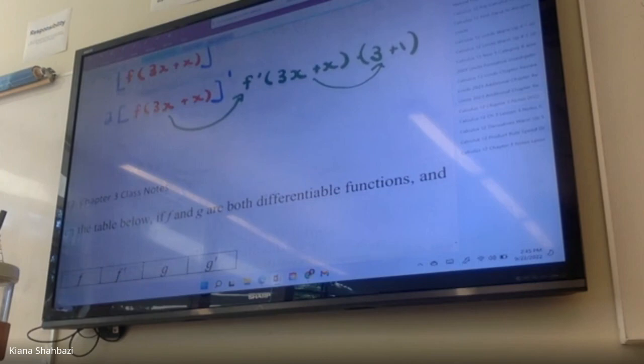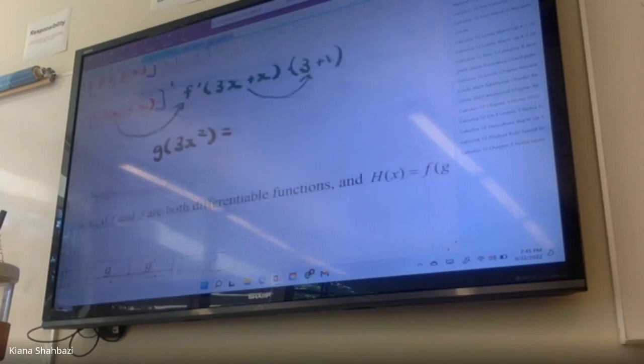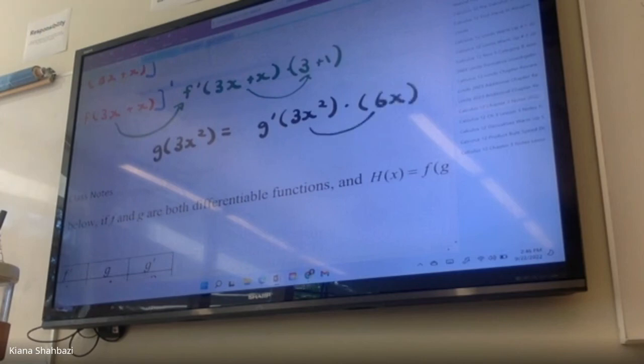Let's do another one. Let's do g of, I don't know, 3x squared. Okay, so Nathaniel, what about this one? What's the derivative of this? Alrighty. So we have g prime of 3x squared. And then we're going to multiply that by what we got, 6x. And that's it. Nathaniel, stay with me for a sec. What happens if I do something like this now?